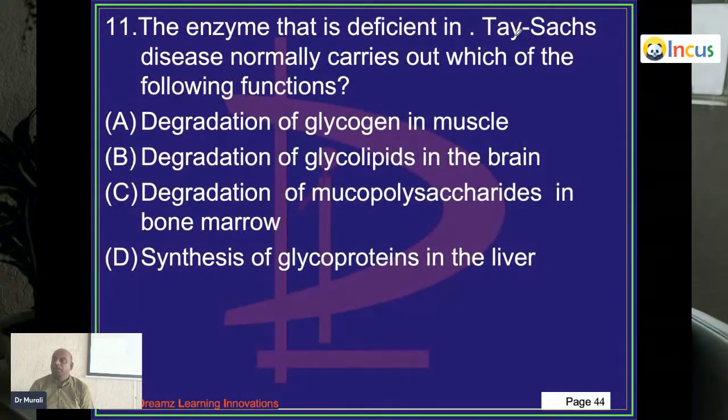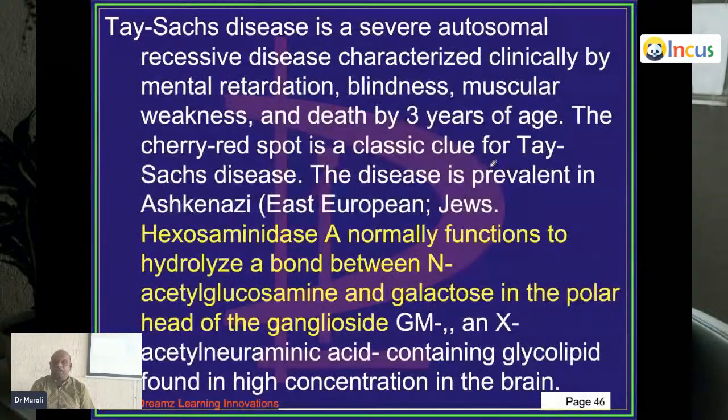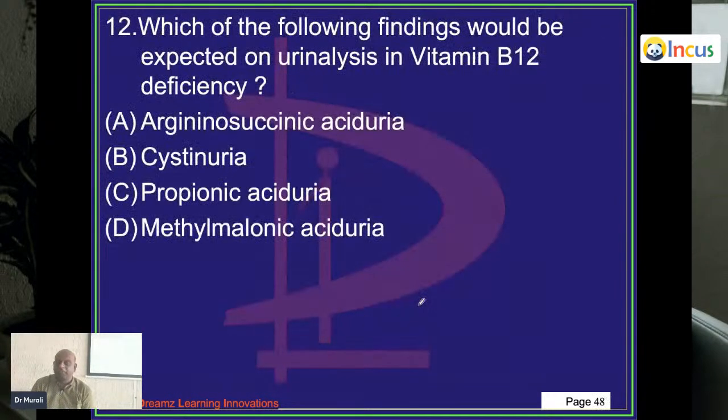Now, Tay-Sachs disease, hexosaminidase deficiency. Typically, in Tay-Sachs disease, the degradation of the glycolipids in the brain becomes affected, because hexosaminidase A hydrolyzes the N-acetyl glucosamine and galactose in the ganglioside, is what you need to remember.